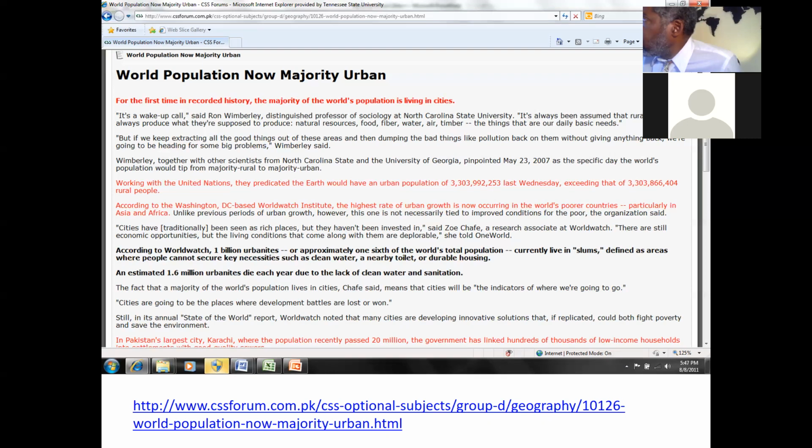So the question is, well, what if we were in a place that did not have this infrastructure? Well, then you can see why, as it says in this article, an estimated 1.6 million urbanites die each year due to lack of clean water and sanitation. And communities that don't have that, that is where 1 out of every 6 people in the world lives under those conditions. So of course there's going to be people dying because they don't have access to things that we don't even think about here.